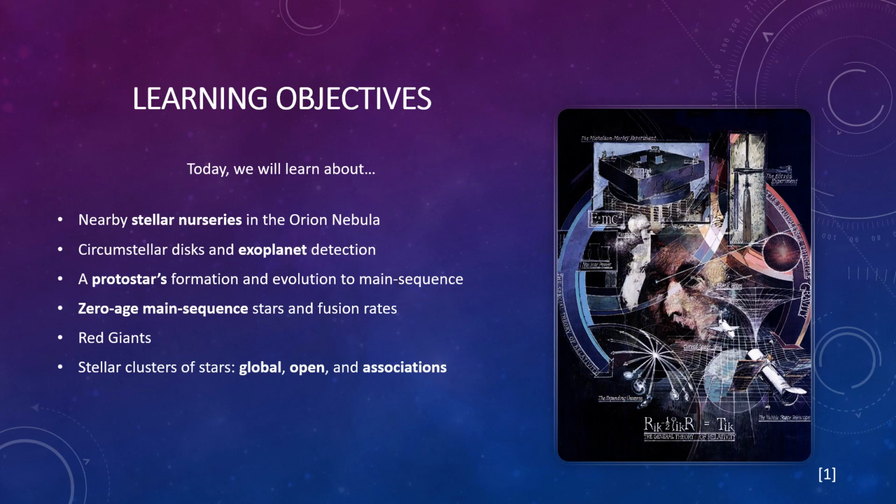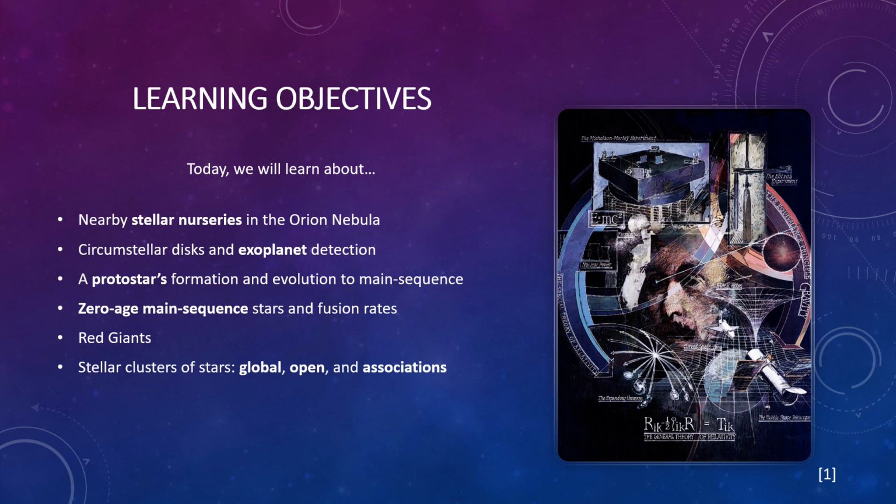Today we will be exploring stellar nurseries in the Orion Nebula, which is nearby, and then we will also talk about circumstellar disks and exoplanet detection. That is, how can we tell that there are other worlds being formed around these stars that are forming? Then we'll also talk about protostars and how they form and evolve onto the main sequence and officially become stars.